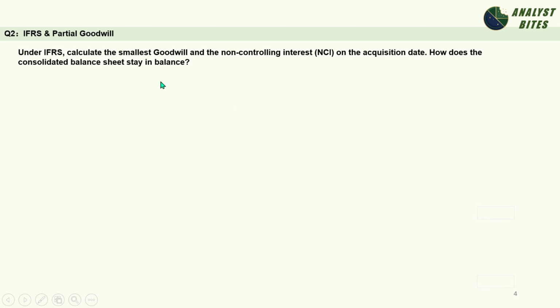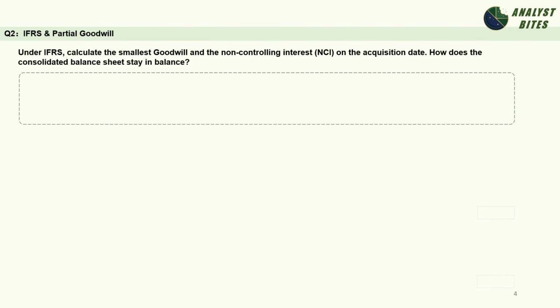Now let's get to our first core topic. The question asks, under IFRS, which method results in the minimum goodwill, and what are the corresponding NCI and statement balances? Keep in mind, IFRS allows both full and partial goodwill. As the name suggests, partial only records a piece of the premium, so it naturally leads to a smaller figure.